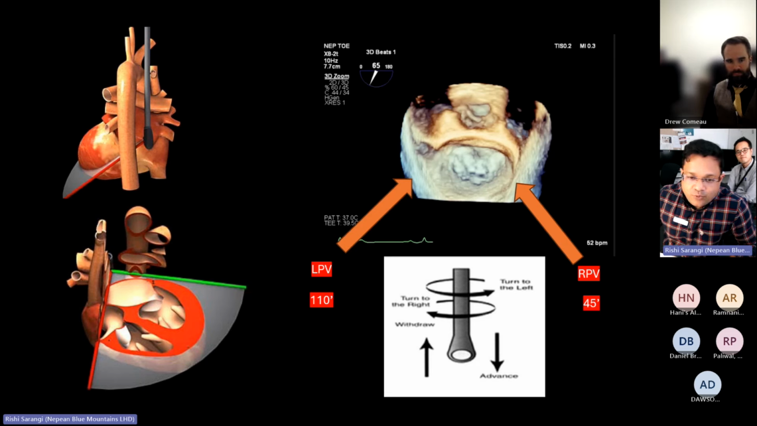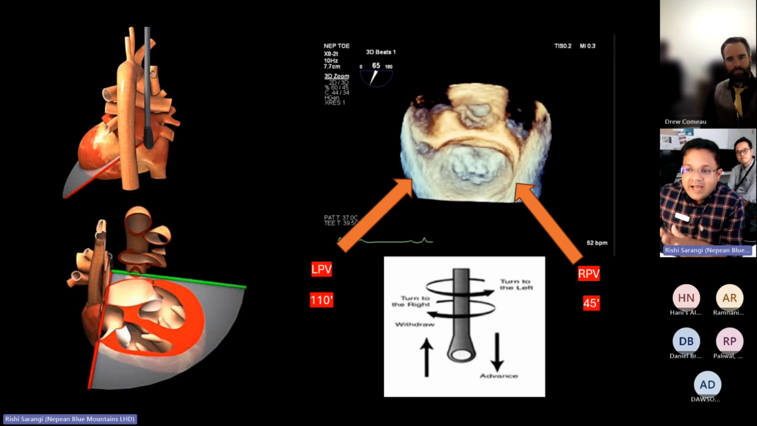The probe is somewhere sitting here, and looking in this direction. So you have to rotate it anti-clockwise as well as move your handle clockwise, with the aim that you are looking more towards this 7 o'clock position over here. The left upper pulmonary vein you can see first, and if you don't change anything but just push in by a centimeter or 2, or within a centimeter, you should be able to see the left lower pulmonary vein.